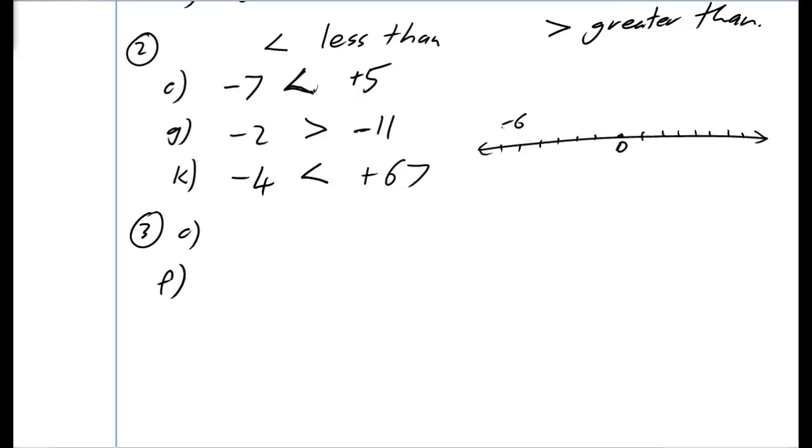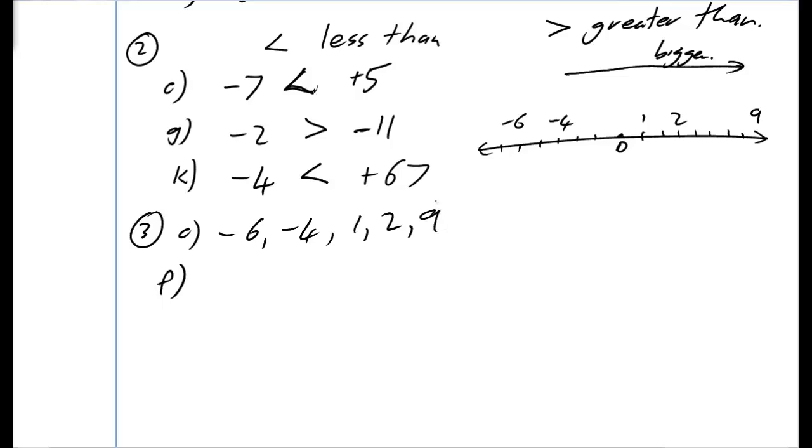I'm just imagining minus 6 would be back this way. 1 is about there. Minus 4 is somewhere about here. And 9 is right up there. And 2 is here. So starting from the left on the number line, this is the smallest here. Remember, as you go to the right on the number line, the numbers get bigger. So let's list them in order. Minus 6, minus 4, 1, 2, and 9.